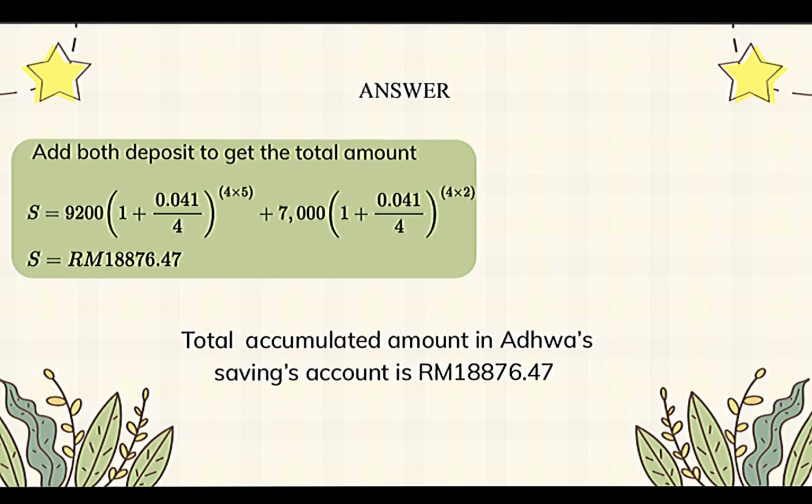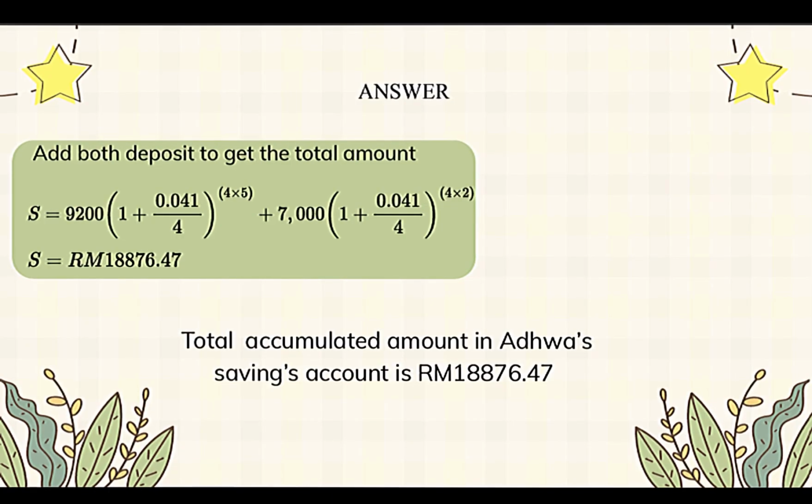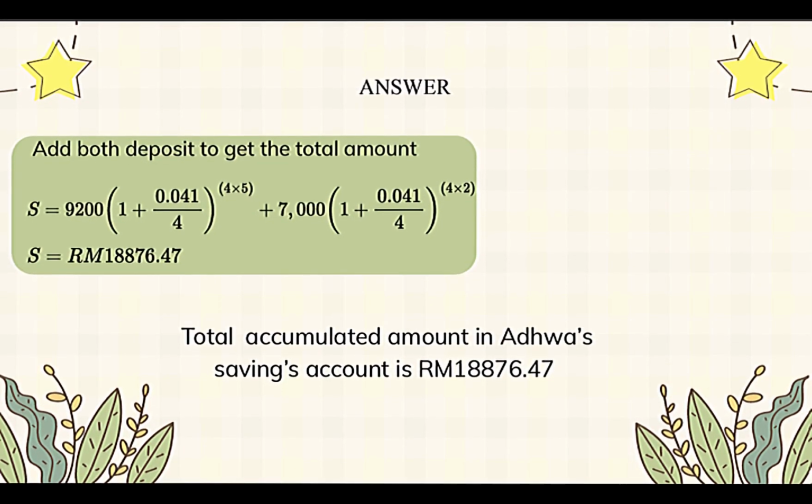Adding both amounts obtained to get the total accumulated amount, which is 18,876 ringgit and 47 cents to get the answer to our question.